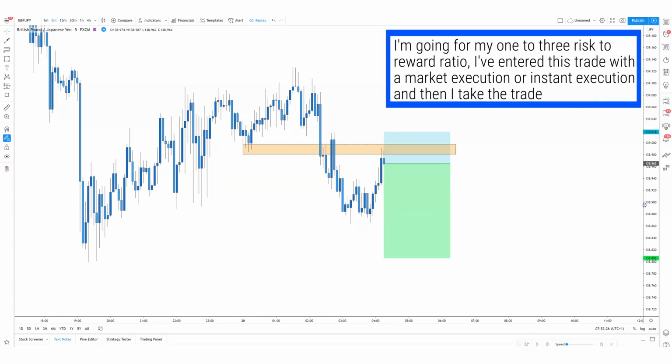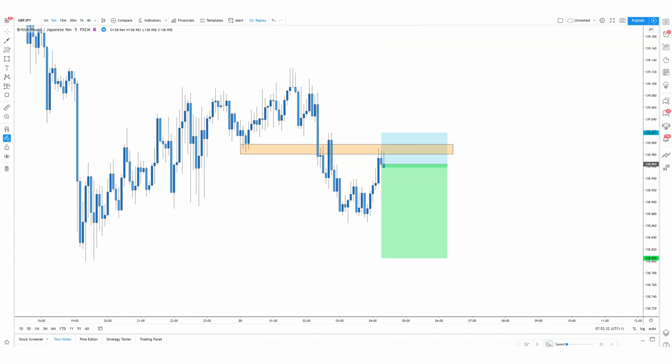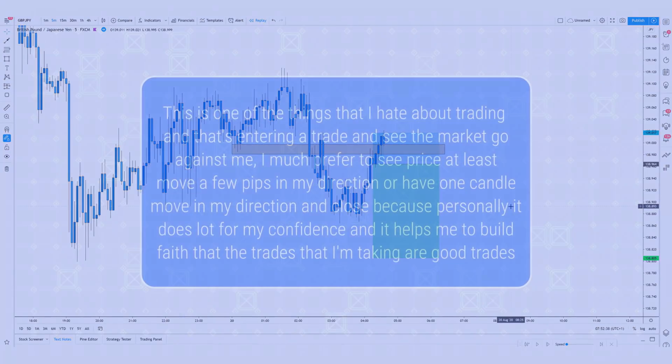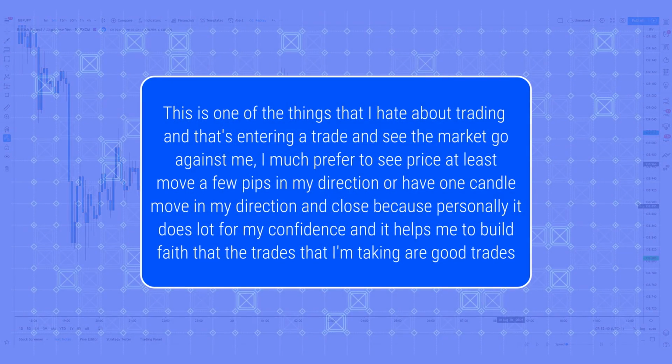I've entered this trade with a market execution or instant execution, however you know it. So let's take the trade and let's see what happens. I get stopped out. Now, this is one of the things that I hate about trading, and that's entering a trade and seeing the market go against me.